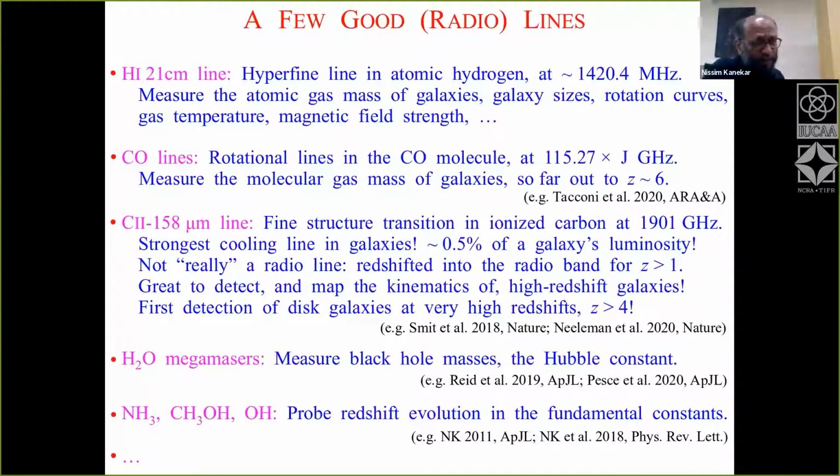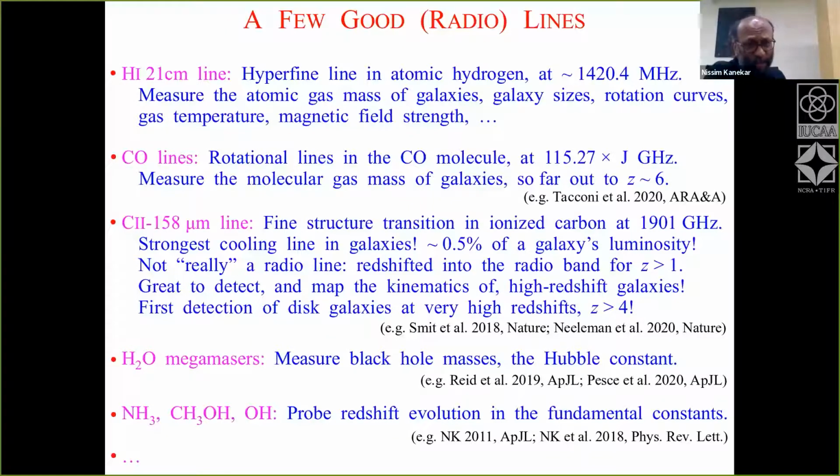First, of course, is the 21 centimeter line of atomic hydrogen. As I said, this is a hyperfine line at 1420 megahertz. And this lets you measure the atomic gas mass of galaxies. It lets you measure galaxy sizes, which you saw just now, are much, much, much bigger than the sizes measured in stars. It lets you measure rotation curves of galaxies and, for example, probe the existence of other forms of matter. It lets you measure gas temperatures. It lets you measure the magnetic field strength in galaxies, all kinds of stuff. And I'll talk about this in more detail on Monday.